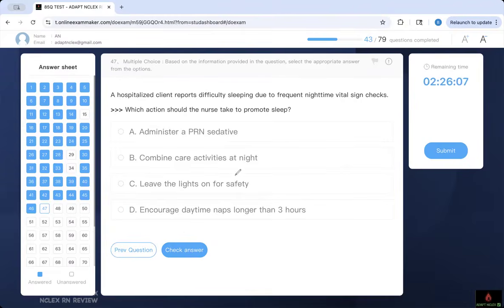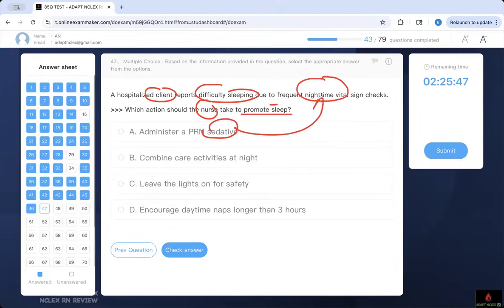But let's break this down. Read it from the back. The nurse to promote sleep, something to promote. The patient is in a hospital. He can't sleep. Why? It said due to you coming there at night, frequent vital checks.